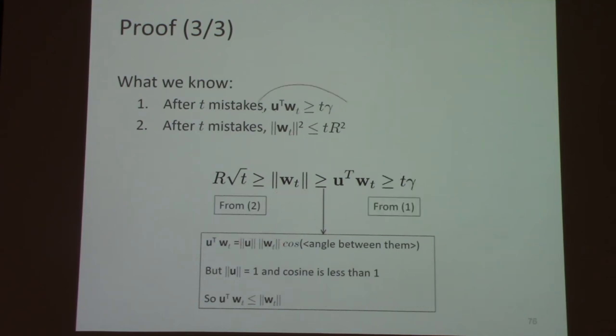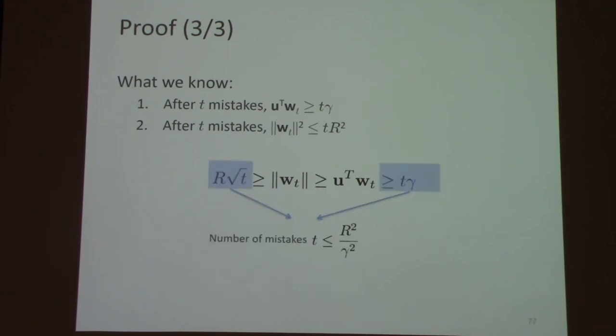From 1 we get, this just ends up going here. So I'm just chaining together these inequalities using the Cauchy-Schwarz inequality in between. And now we throw away all the u's and w's and only look at the quantities that are just dependent on the data, which is the R and the gamma. So I get R root T is greater than or equal to T gamma. So R squared T is greater than or equal to T squared gamma squared, and just rearranging things gives me T less than or equal to R squared over gamma squared.